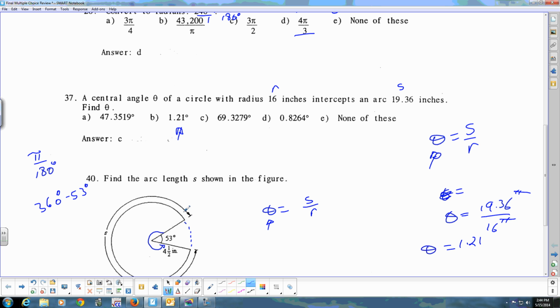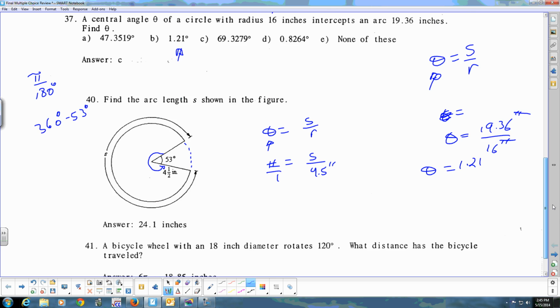Then it's looking for the arc length, whatever that number is, equals S, that's what you're looking for, over your radius, 4.5 inches. Okay, cross multiply, and you got it. I think that's the last one.